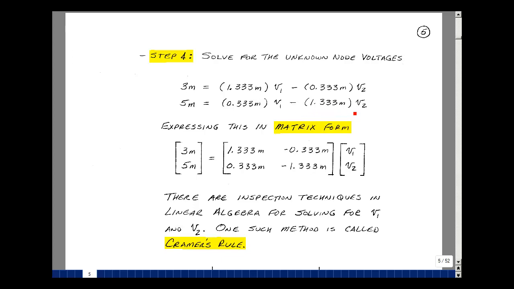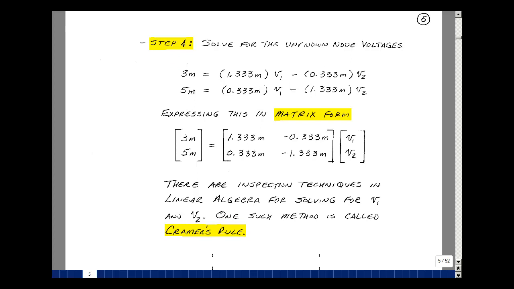You can put this into matrix notation, just a shorthand notation for this equation. That 3 milli is equal to 1.33 milli times V1 minus 0.333 milli times V2. The second equation is that 5 milli is 0.333 milli times V1 minus 1.33 milli times V2. There are inspection techniques in linear algebra for solving for V1 and V2. One of these such methods is called Cramer's rule.